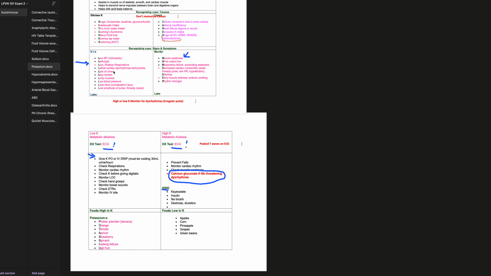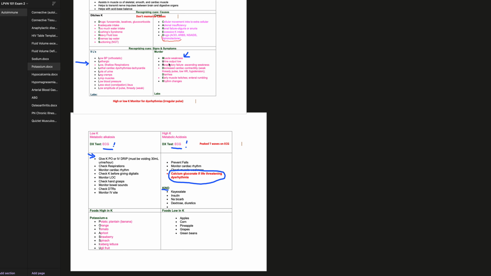In hyperkalemia, they're going to have diarrhea, okay? Low amplitude of pulse, so thready, weak pulse. You definitely need to know these signs and symptoms, and you need to know the signs and symptoms of hyperkalemia. Both of them can cause cardiac problems. So you probably get an EKG on either high or low, okay?